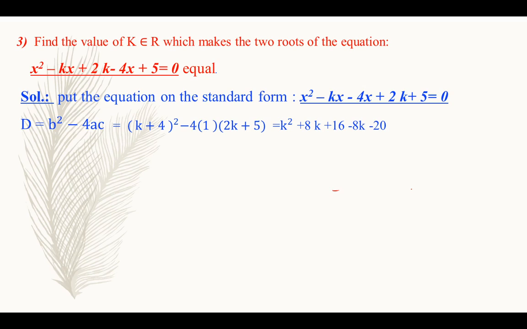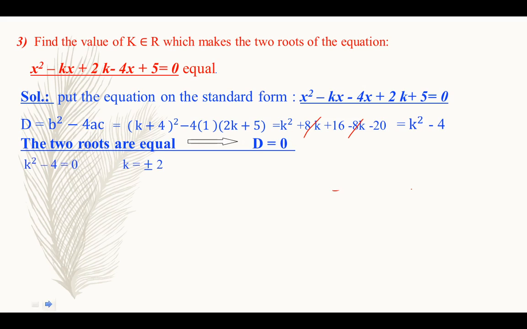Collecting like terms, you can find that negative 8k will cancel 8k. So you will have k squared, and 16 minus 20 equals negative 4. So the discriminant here will be equal to k squared minus 4. Since the quadratic equation has two equal roots, the discriminant will be equal to 0.